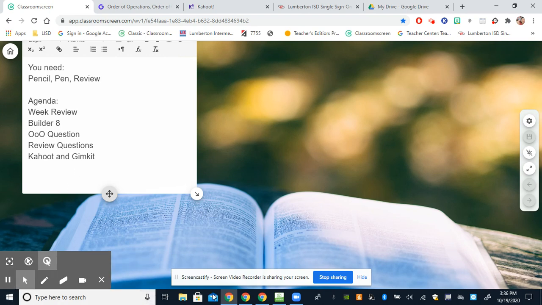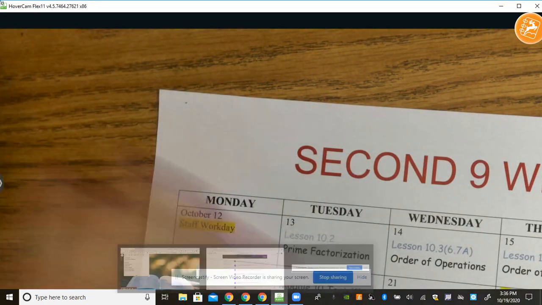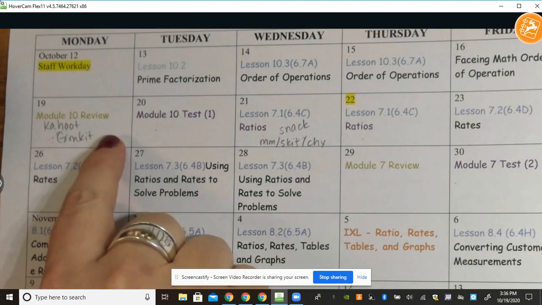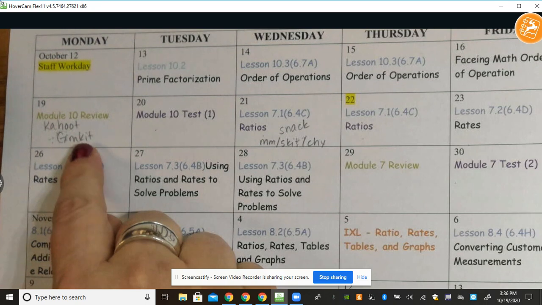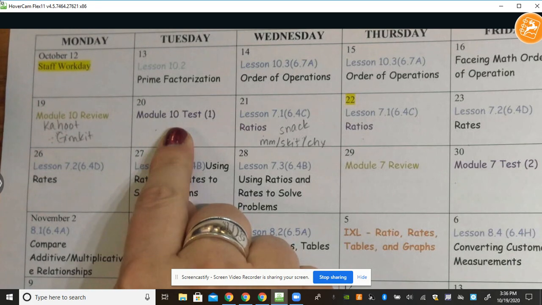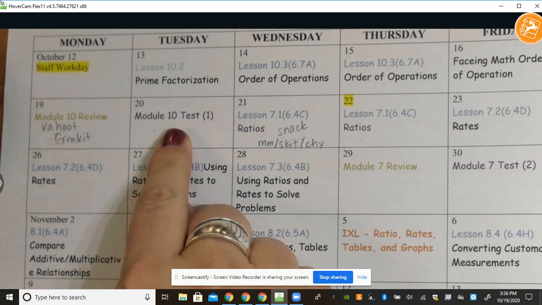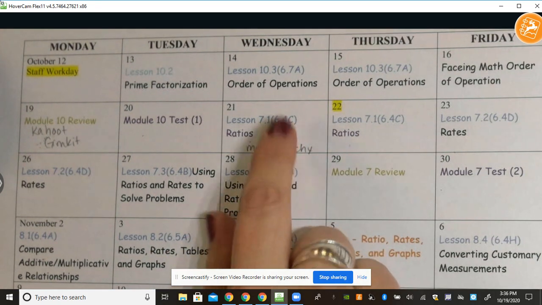Okay, so your week in review. Let me go ahead and put the 9 weeks calendar underneath the document camera. Okay, so we're looking at this week here. Today's our Module 10 review. We're doing our Kahoot and our GIM kit. Tomorrow's our Module 10 test, which is our Unit 4 test. It will be in Eduphoria. All right, Wednesday and Thursday, we're doing ratios. On Wednesday, we're going to do a snack activity.